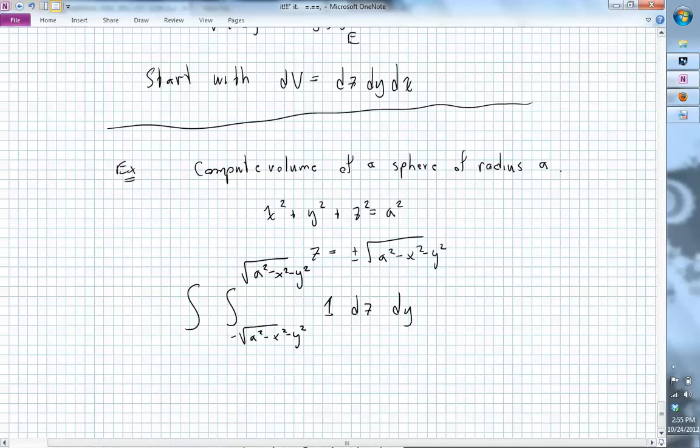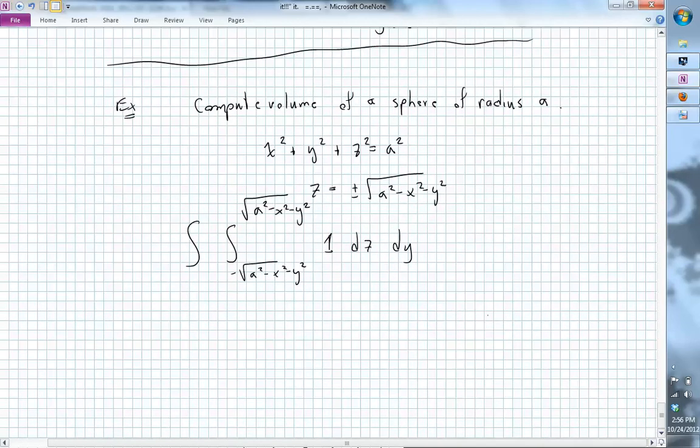Well, this is a sphere of radius a. So what does its intersection with the xy plane look like? Circle of radius a, right? What are the Cartesian limits for y for a circle of radius a? Well, that's x squared plus y squared equals a squared, right? And y is equal to plus or minus the square root of a squared minus x squared.